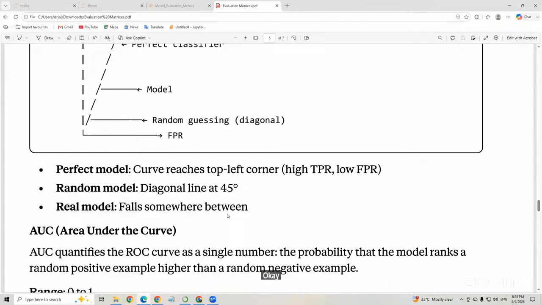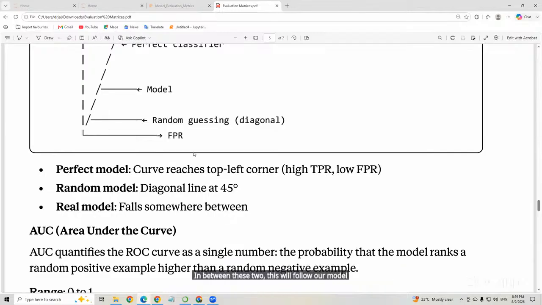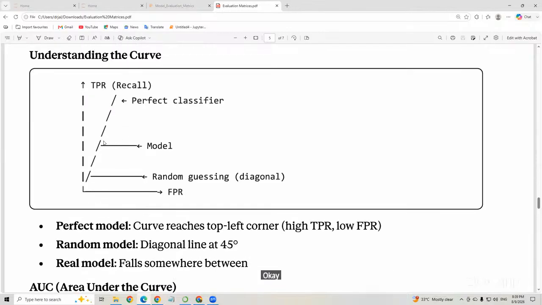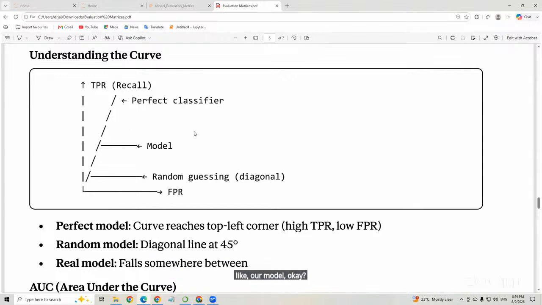Okay, so the random classifier is represented approximately by the diagonal line. Okay, and a real model usually falls somewhere between the random classifier and the perfect classifier. In between these two, this will fall our model, as you can see at this place. Okay, here in the middle, on the top, and from this line, at this place, our model will lie.